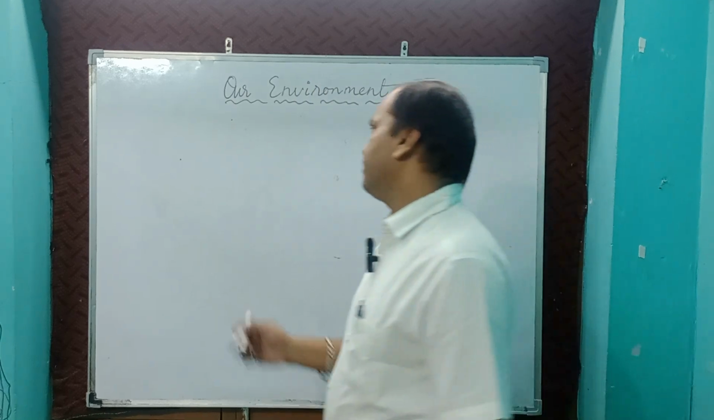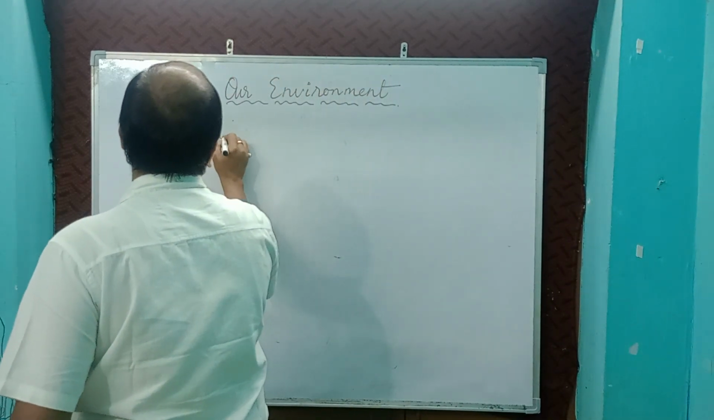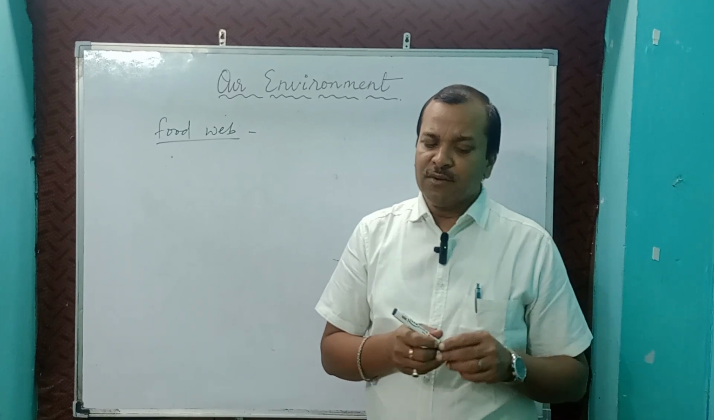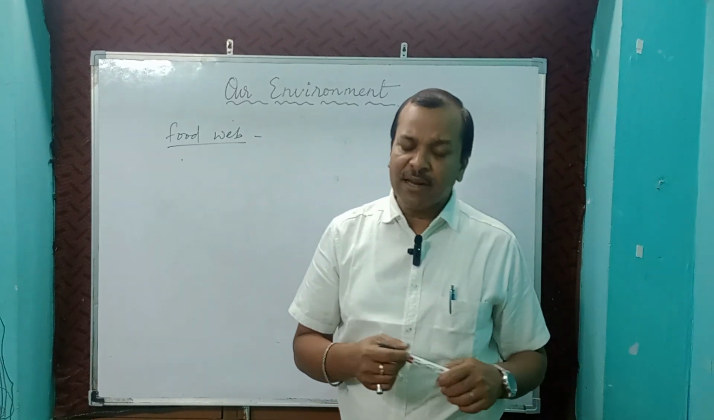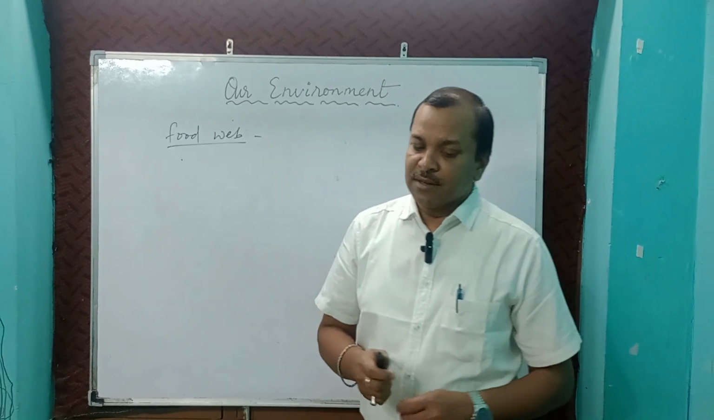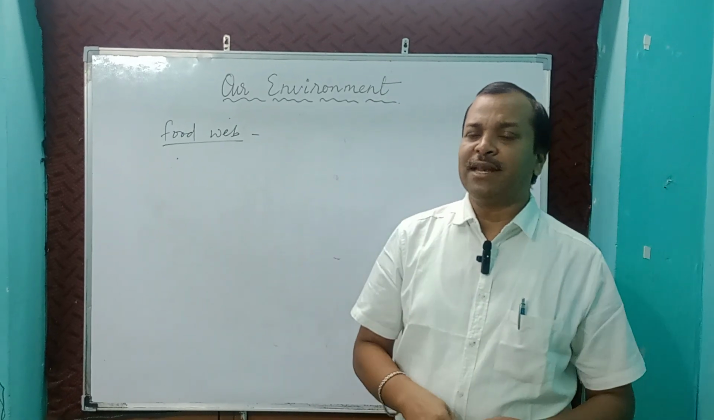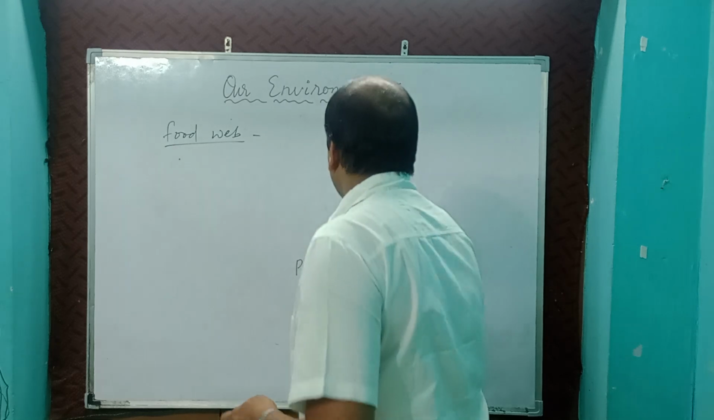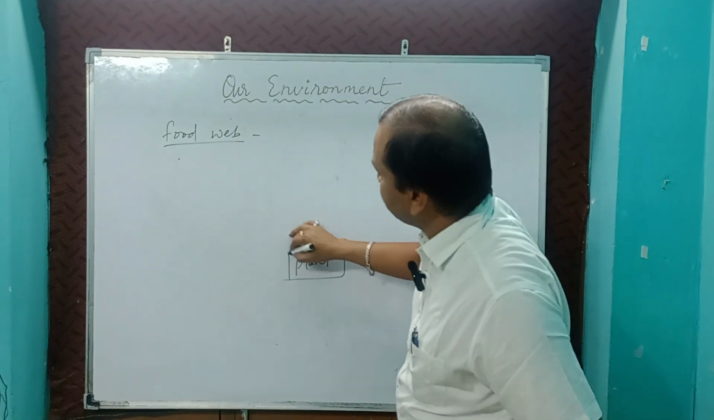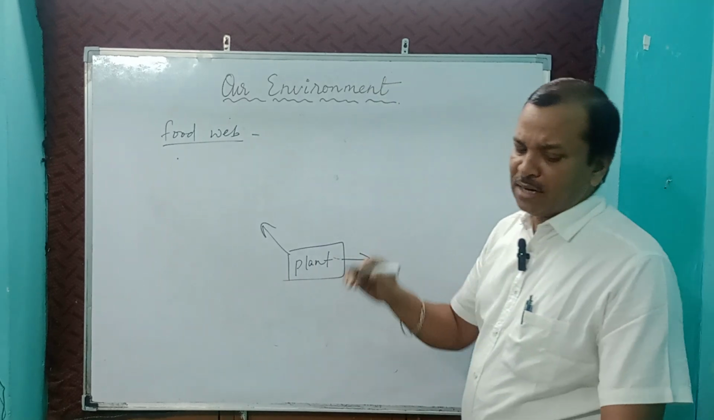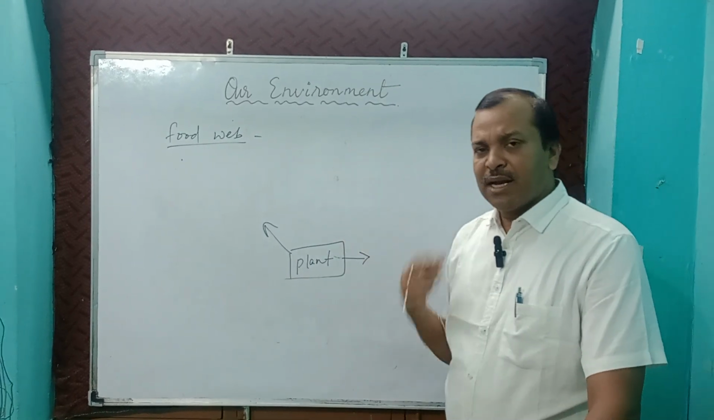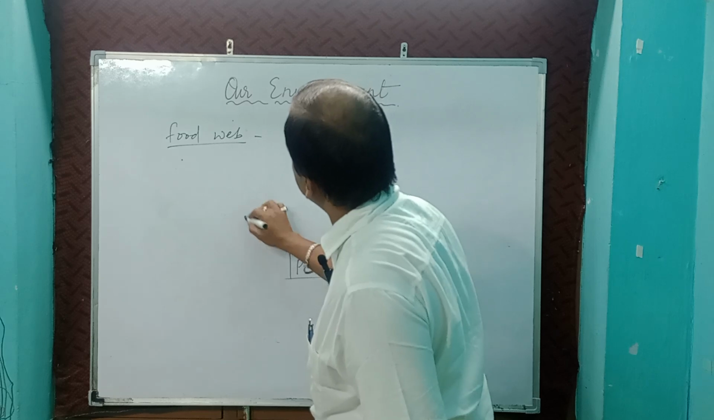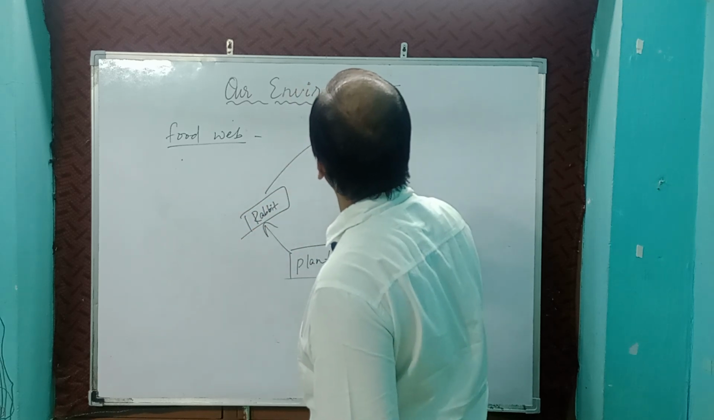Next one is food web. When so many chains are interlinked with each other, that is called food web. The interconnected food chains operating in an ecosystem are called a food web. For example, we know that plant can be eaten by rabbit, can be eaten by deer, can be eaten by mice. Right, let us take the example of rabbit. Rabbit can be eaten by hawk.